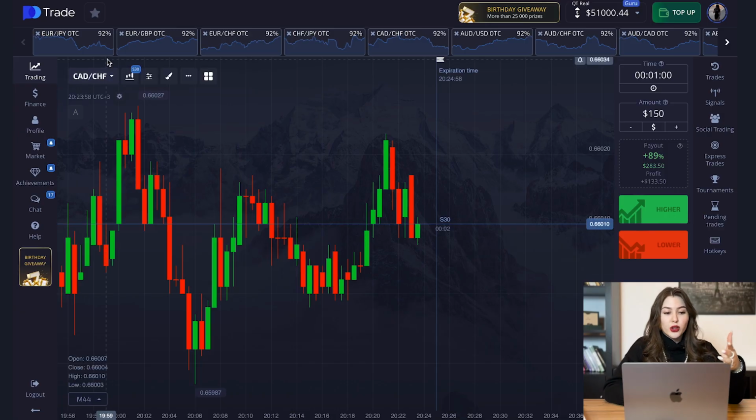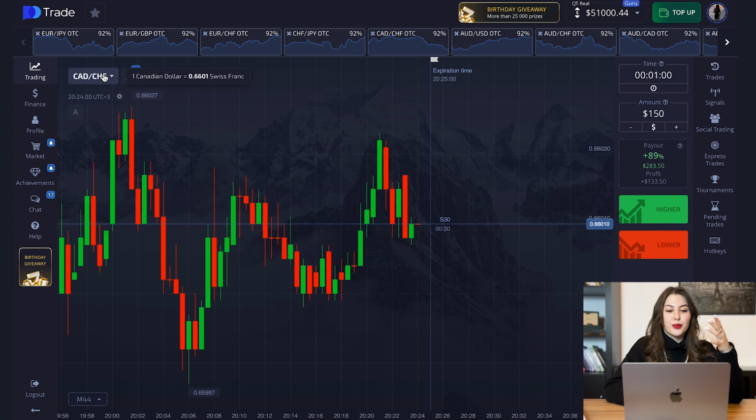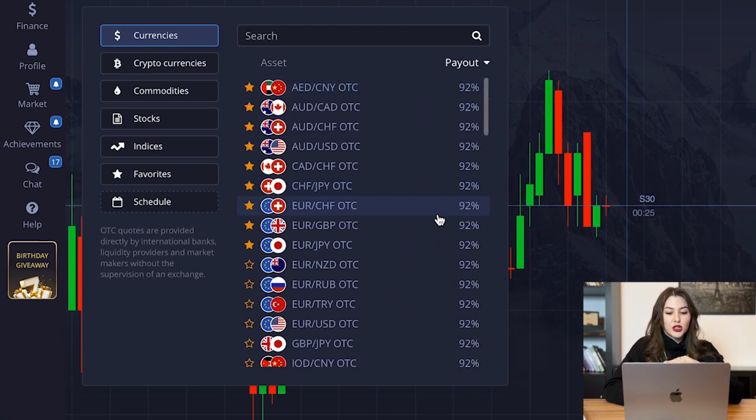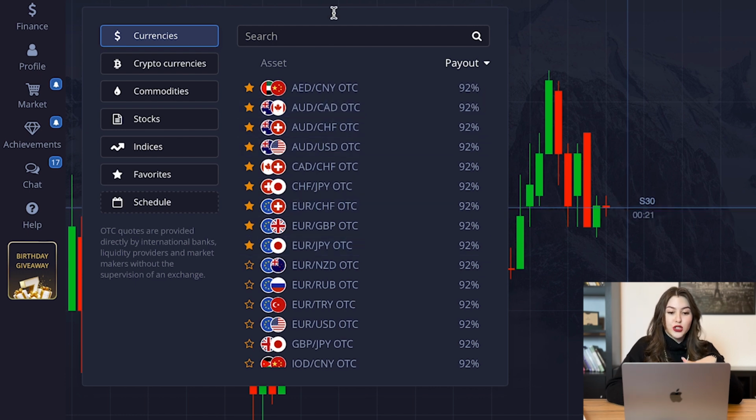As usual, we're gonna choose the assets with the biggest payout, and as you can see, I already chose them. The biggest payout is 92% for today. I chose as many as possible to fit on my screen.